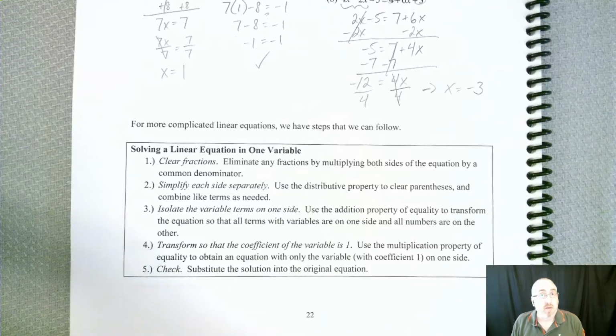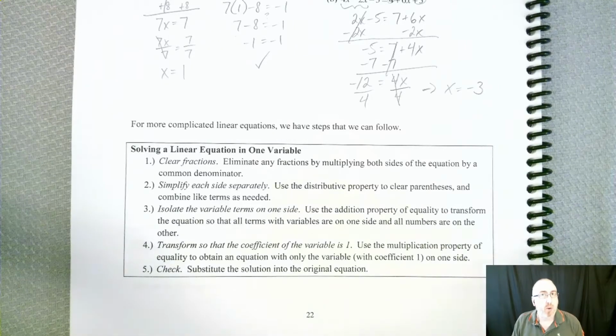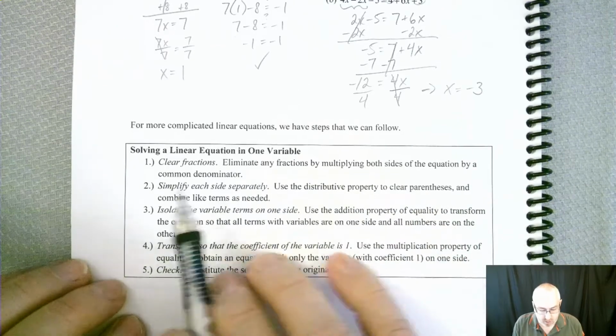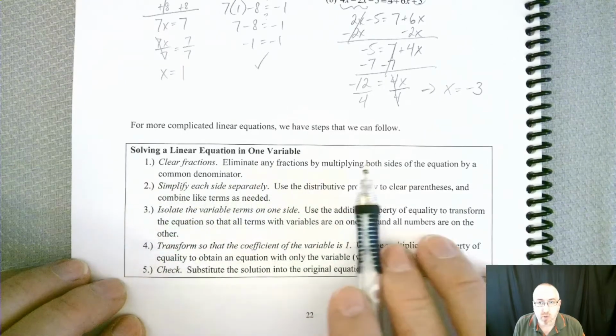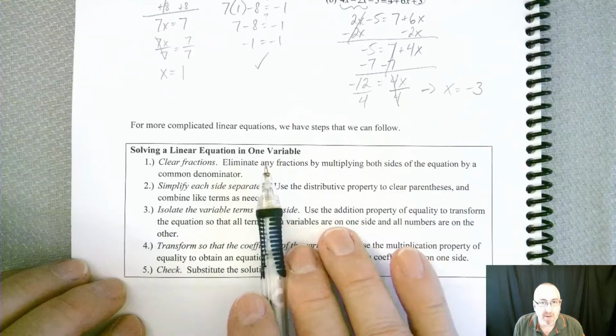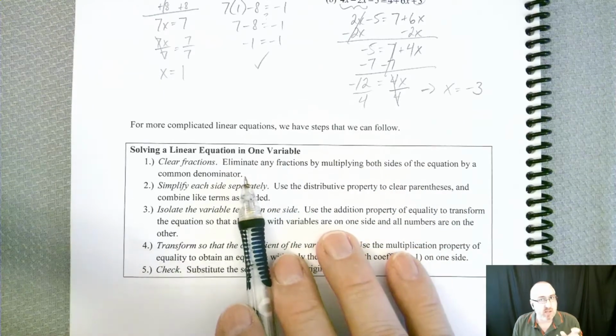So now that we have a little bit of an idea of how it works, let's formalize the steps so that way we can tackle any type of linear equation. So the first step is going to be to clear fractions. So eliminate any fractions by multiplying both sides of the equation by a common denominator. So we're going to see that in action.